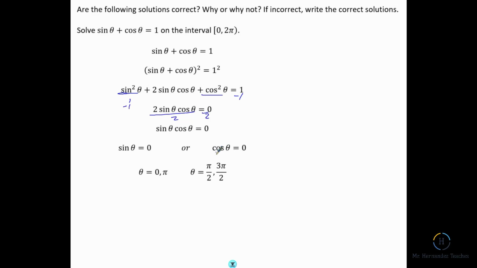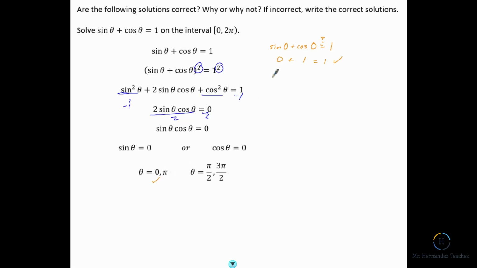Well, what I said on the very last problem was whenever you square both sides of an equation, you could end up with extraneous solutions. So we need to come up and check each of those solutions. I'm going to use orange this time to check. So sine of 0 plus cosine of 0, is that equal to 1? Well, sine of 0, that's 0, plus cosine of 0, that's 1. Does that equal 1? Yeah, that checks out.